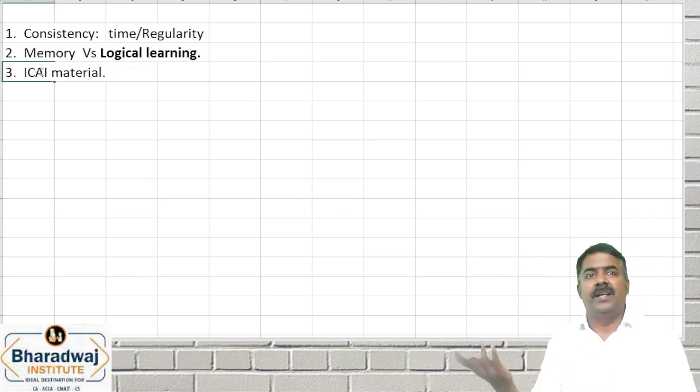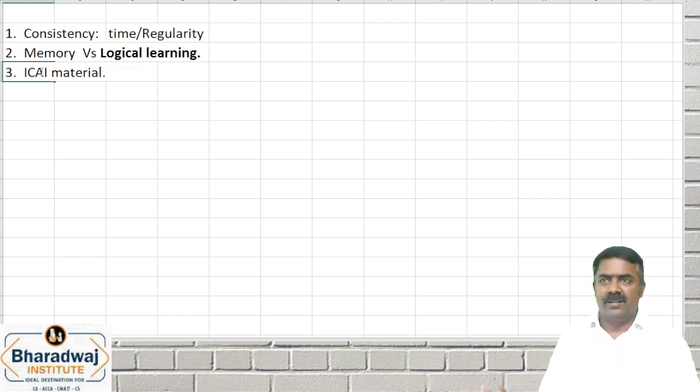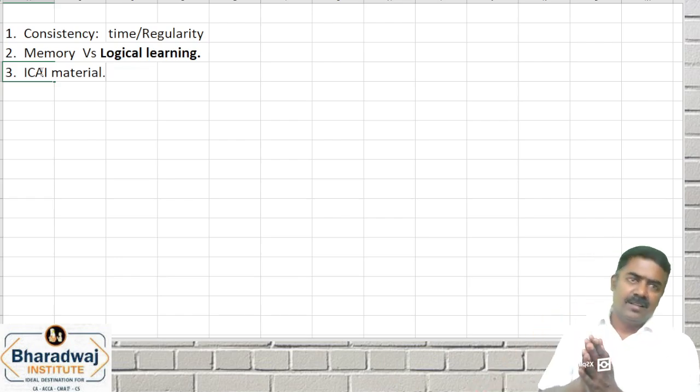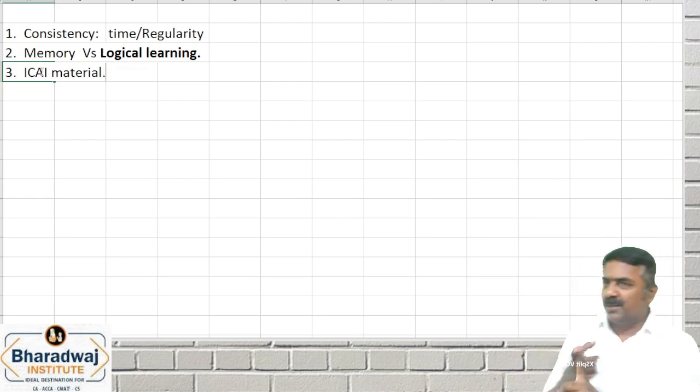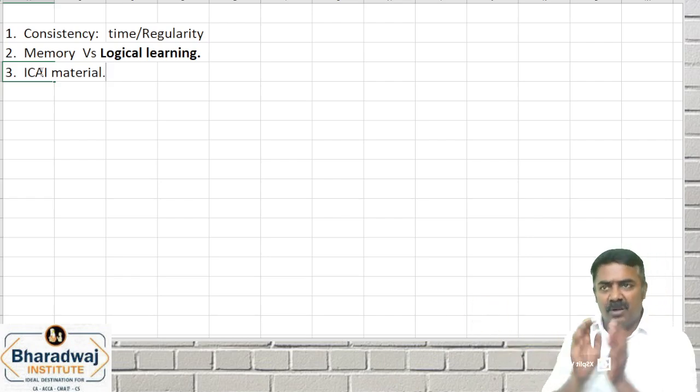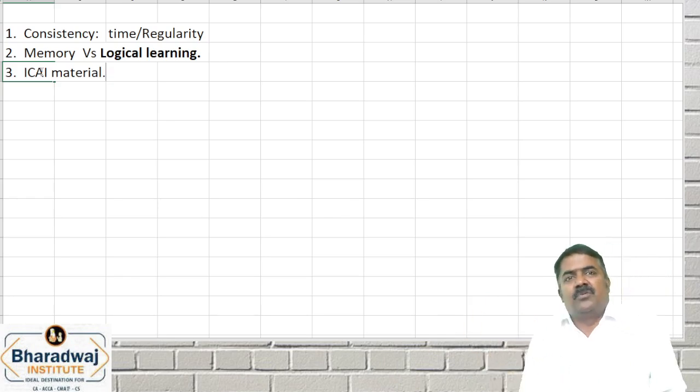Sir, should I have to buy any extra reference material? Not required. Nothing is required. All will be given as part of classroom discussion itself. No need to buy any extra book. No need to buy any extra reference material. Be thorough in what we do in the class. And of course, we are going to solve from which one? ICAI material. That is number 3.